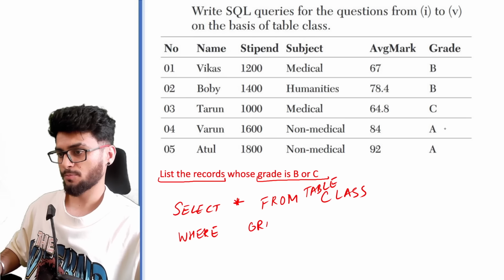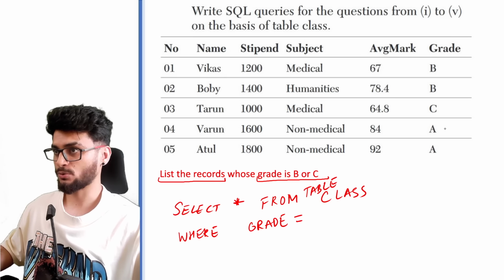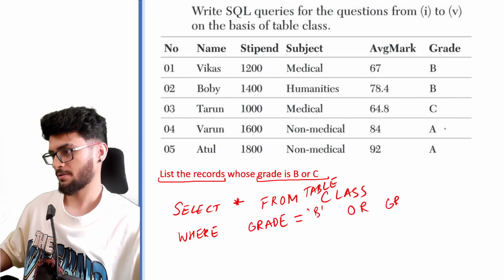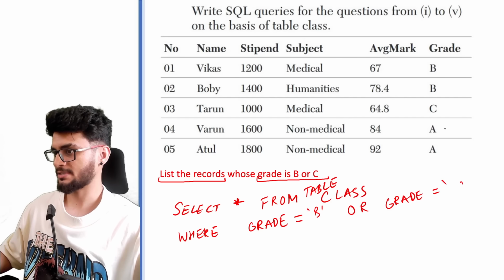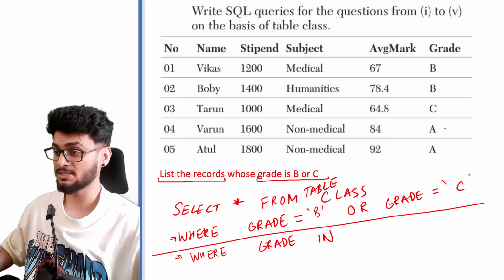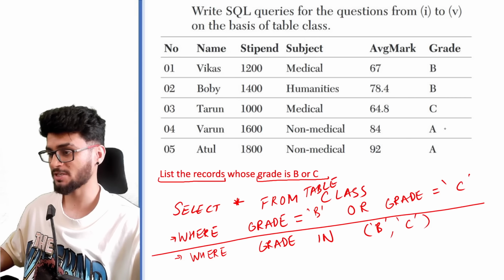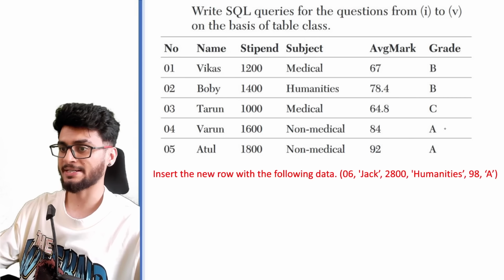where grade, now there are two options for you. Either you can say where grade equals B or grade equals C, और आप इसे ऐसे भी लिख सकते हो. Instead of this statement you can also write this, where grade in. Now when you use in, there has to be a list. List में आप लिख सकते हो B, C. Why inverted commas? Because it's a text. So this is how you write the query.